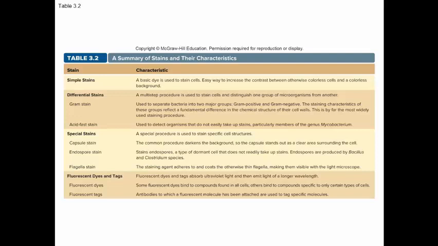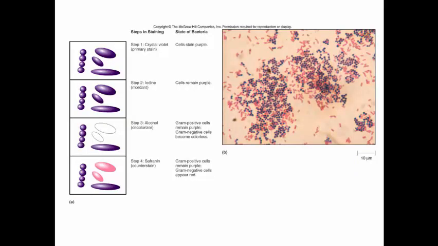Gram-positive cells appear purple. This is a key point. Safranin is not seen. Gram-negative cells, which lost crystal violet, appear pink from the safranin. And here you see all the steps: crystal violet, the mordant, the decolorizer, and the safranin, the counterstain. In this image, you have gram-positive, those are the purple or bluish ones, and you have gram-negative, those are the pink ones in the background.